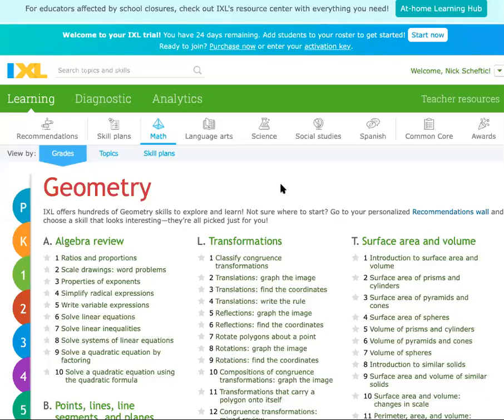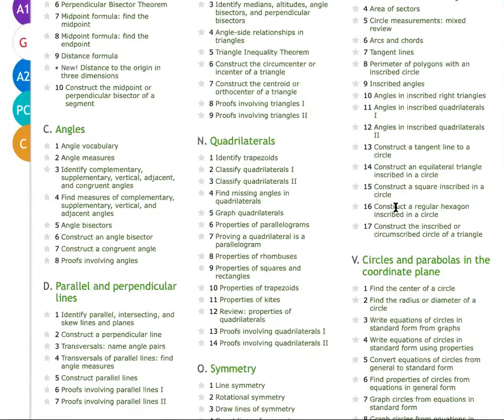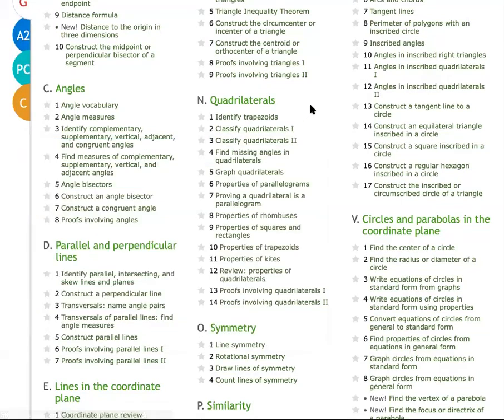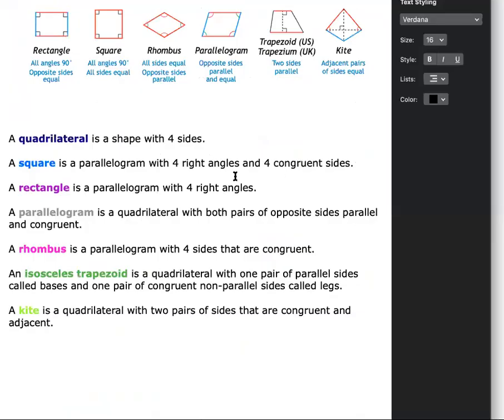Hello, everybody. All right, so we are going to be looking at quadrilaterals, identifying trapezoids and classifying quadrilaterals. So doing those two sections. To preface, first, let's look at some of the shapes and what a quadrilateral is. A quadrilateral is a shape with four sides. If it doesn't have four sides, that's 5, 6, 3, 7, whatever it is, it's not a quadrilateral.